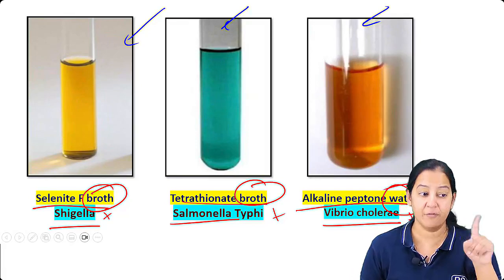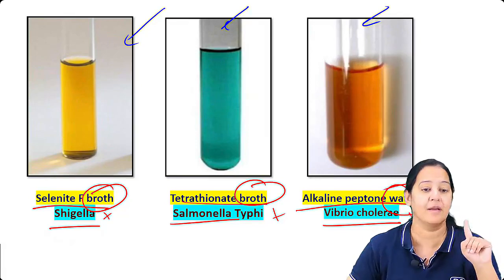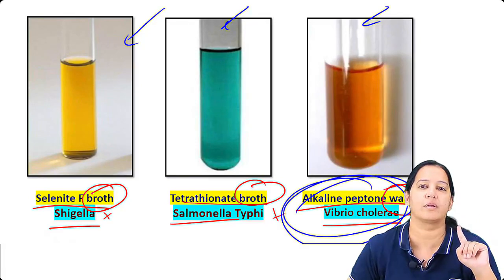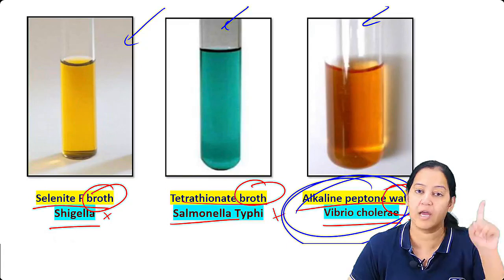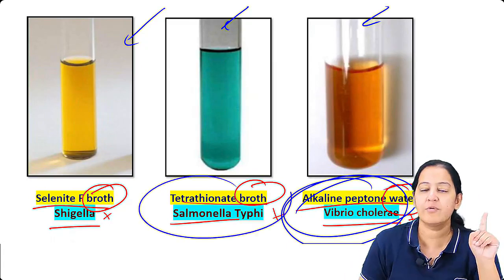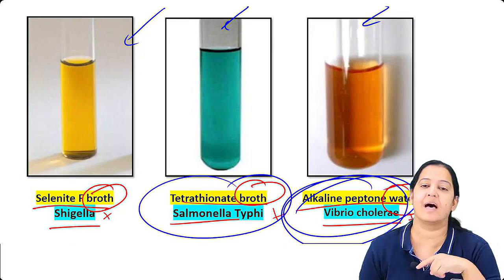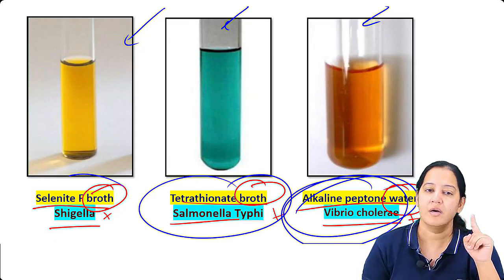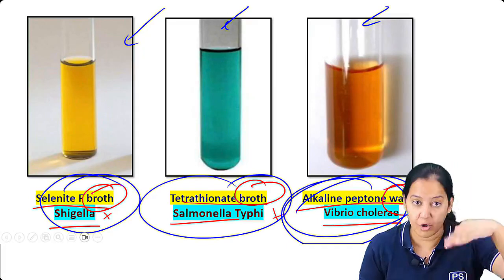I will give you PYQ on this. Please learn it. There is a PYQ on alkaline peptone water. Alkaline peptone water में कौन grow करता है? Only one bacteria in the world, Vibrio cholerae. Others do not grow. Tetrathionate broth में कौन grow करता है? Only one, Salmonella. Others will not grow. Selenite broth में only Shigella. Learn the combinations.